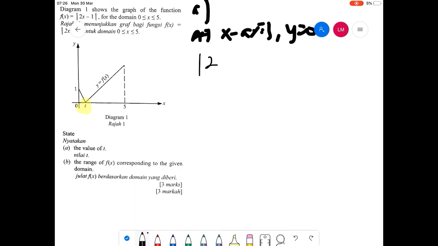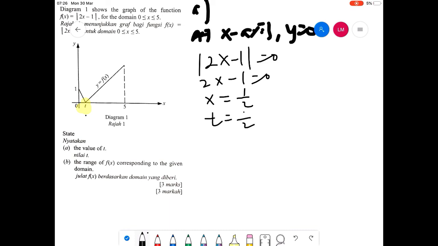That means modulus 2x minus 1 will be equal to 0. Okay, usually when you break the modulus, you're going to get one positive, one negative answer. But because it's 0, it will remain equal to 0. So your x will be equal to 1 over 2. Okay, but the x here is actually your t value. So you just substitute t equal to 1 over 2.